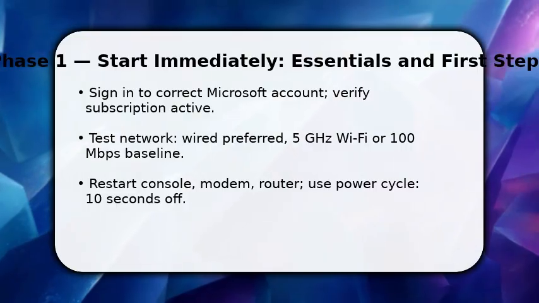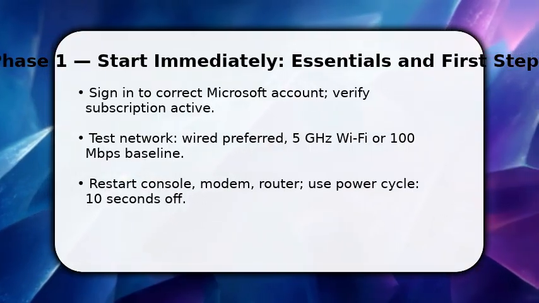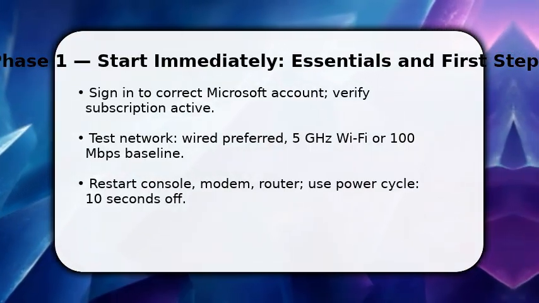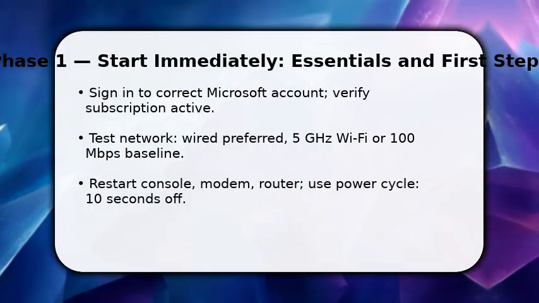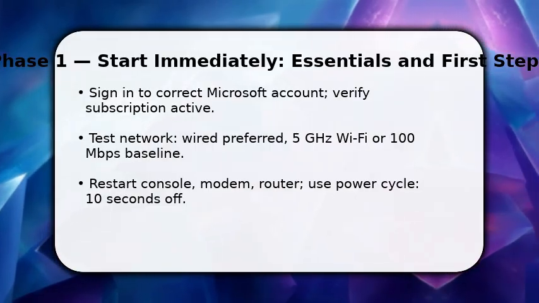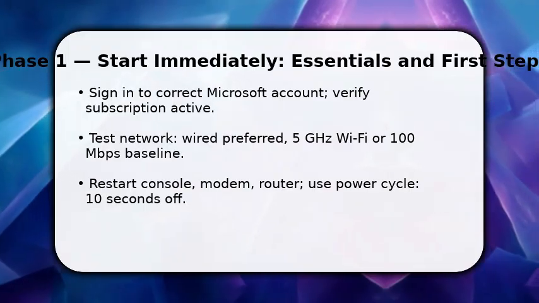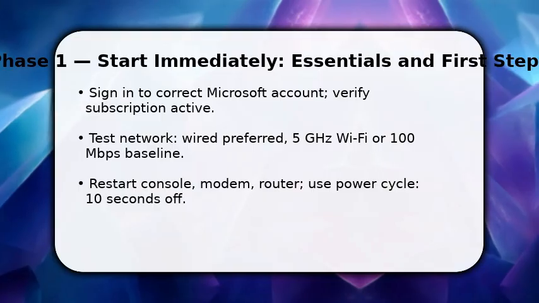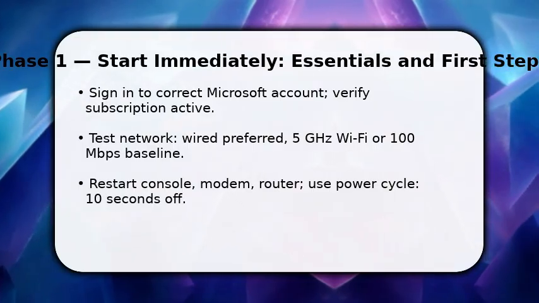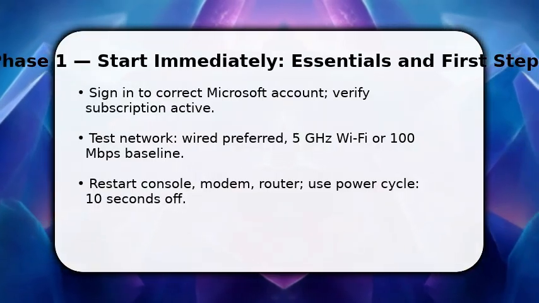You start by confirming you're signed into the exact Microsoft account that owns Game Pass. This prevents license conflicts. Next, check your network. Wired is best, otherwise 5 GHz Wi-Fi or at least 100 Mbps helps. Once done, power cycle the Xbox and your router: hold power 10 seconds, unplug the modem for 30 seconds, because cached credentials and stale connections are the most common blockers.